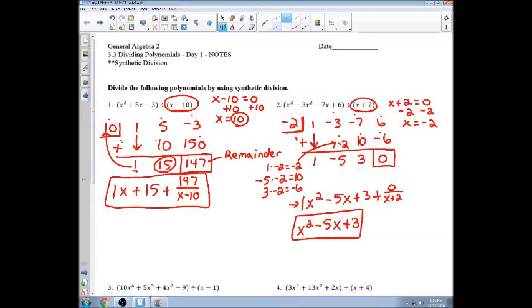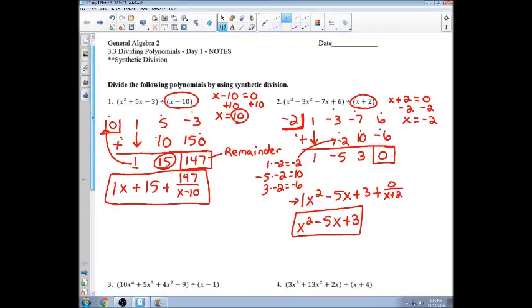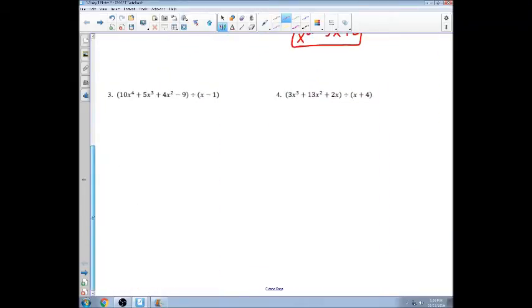I understand that this can get confusing to start with, but the more practice you actually force yourself to do, the better off you're going to be. Okay? So let's look at number 3. Again, x minus 1 comes first. Add 1, so x equals +1. Put +1 in its little box.